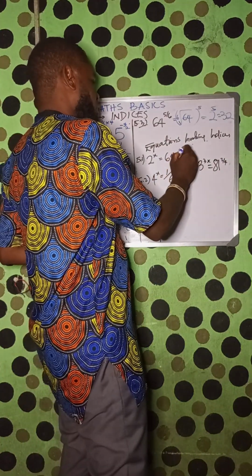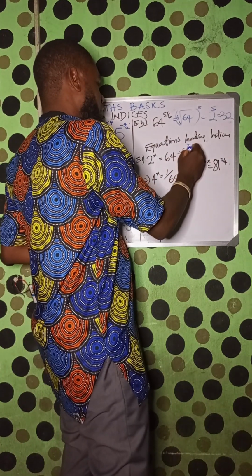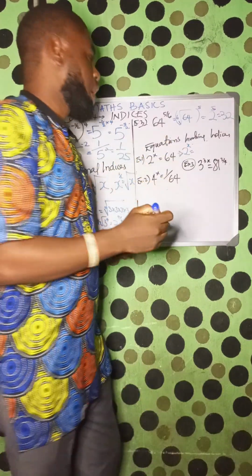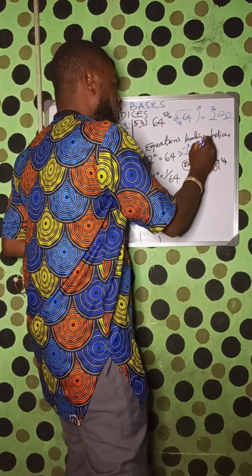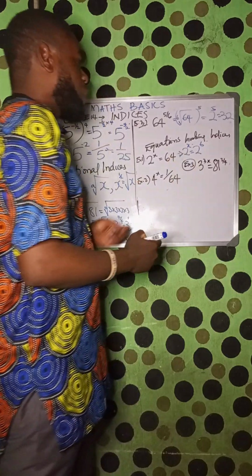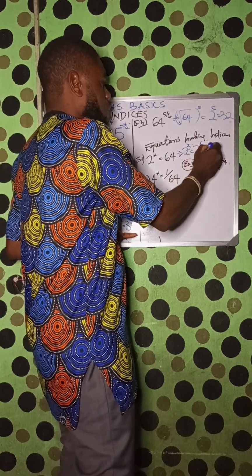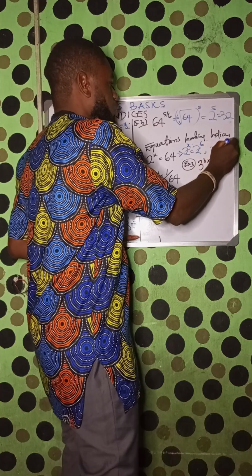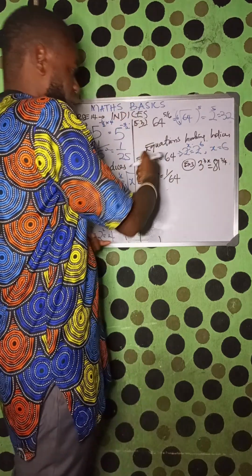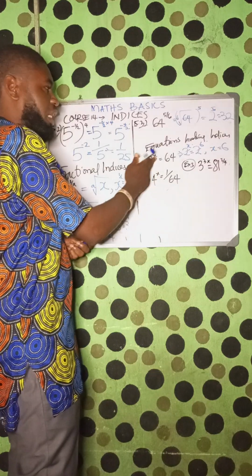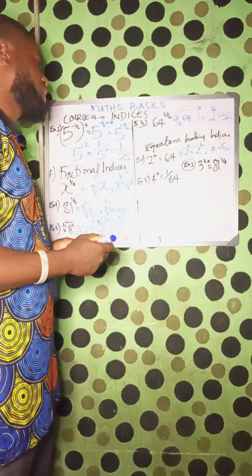Now from here you have 2 raised to the power x equals 64. You break down 64 to a base of 2, and it becomes 2 raised to the power 6. After you've gotten this, you clear out the bases. You're left with x is equal to 6. So x here is equal to 6. You substitute x as 6 to check your answer, and you're going to get 64.